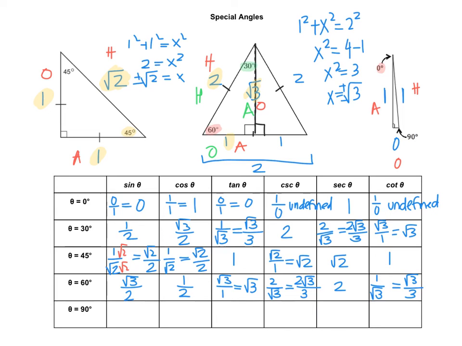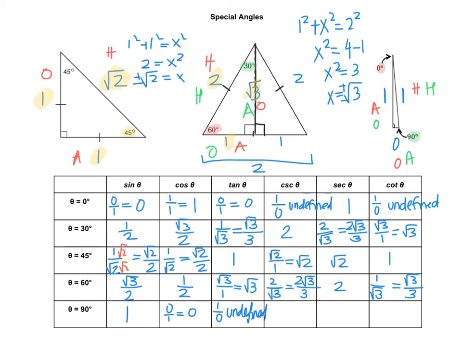And now finally, we just have to do our 90. So I'm going to use green for 90. Opposite is now 1. Adjacent is 0. The hypotenuse is still 1 as well. So sine of 90. Opposite over hypotenuse is 1. Cos of 90. Adjacent over hypotenuse is 0 over 1, which is 0. Tangent of 90. Opposite over adjacent, which is 1 over 0. That is undefined.